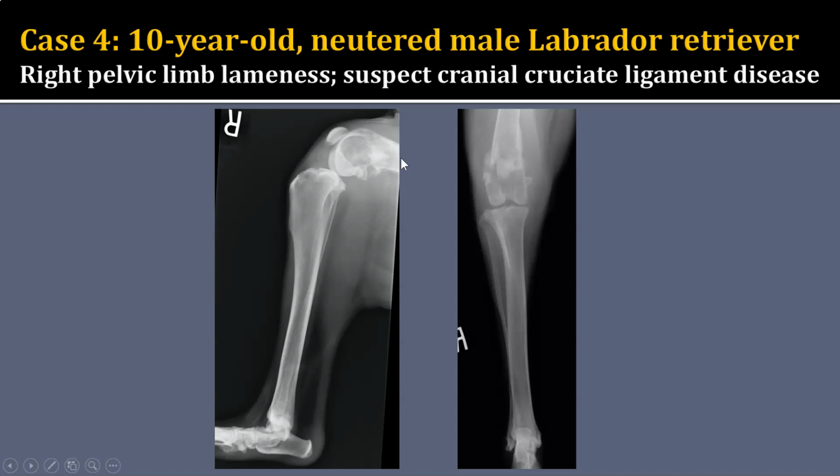And so the only differential I really want to put on my list would be a primary bone tumor, because this is a 10-year-old dog. So that's really my primary differential. And then osteosarcoma would be the most likely, and this is certainly a location that osteosarcoma likes to be.